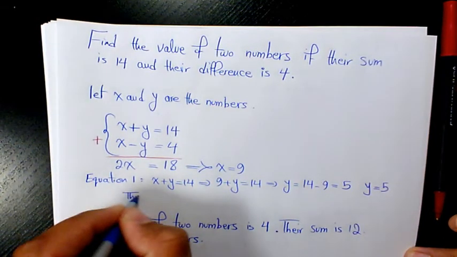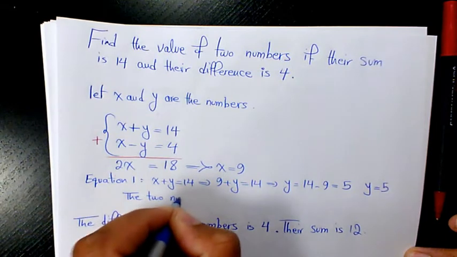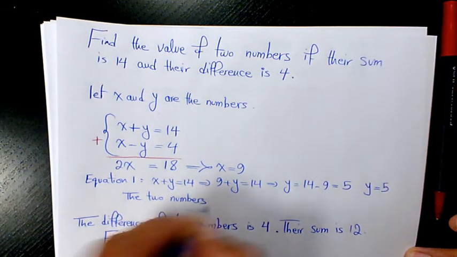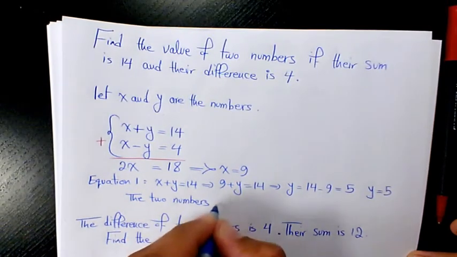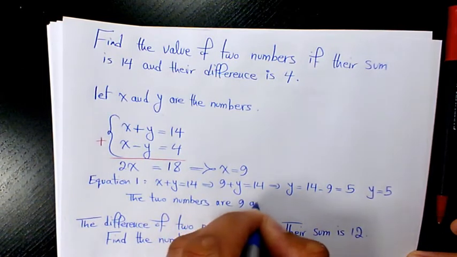So the two numbers, you always need to write the final statement. The two numbers are 9 and 5.